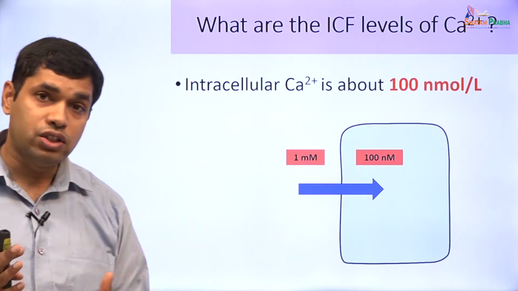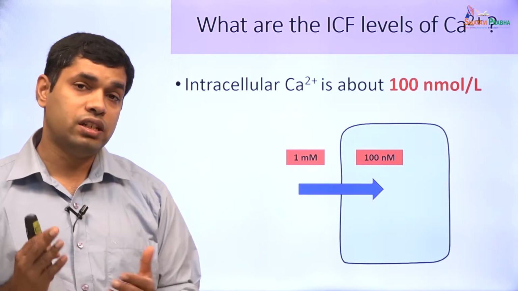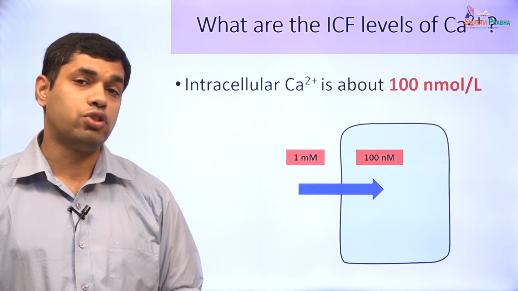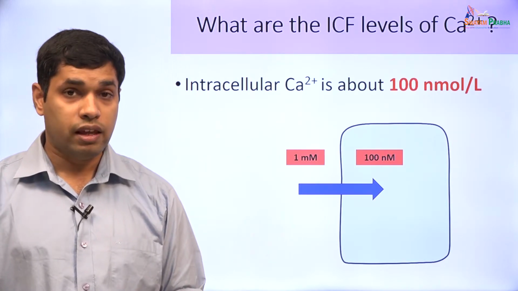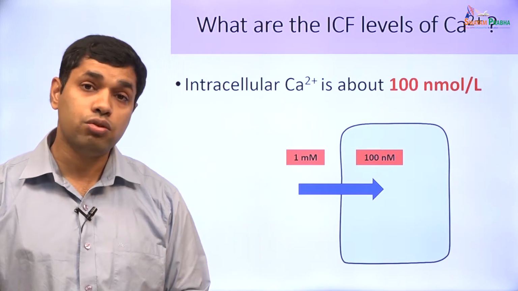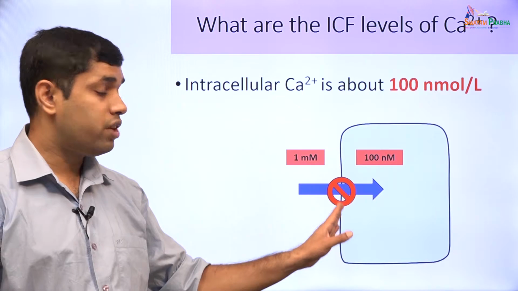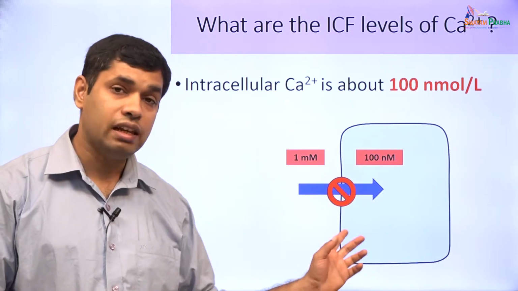Now, with such a large concentration gradient for calcium, one could ask the question, does this concentration gradient contribute to the resting membrane potential? And in the discussions on the resting membrane potential, you will realize that usually in a neuron this is not the case, because there is no resting permeability for the cell to calcium.